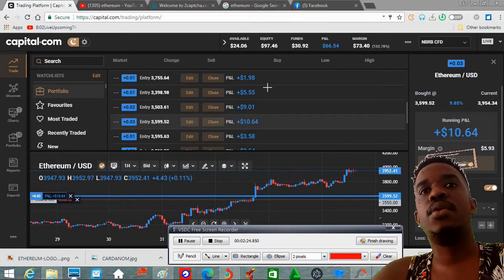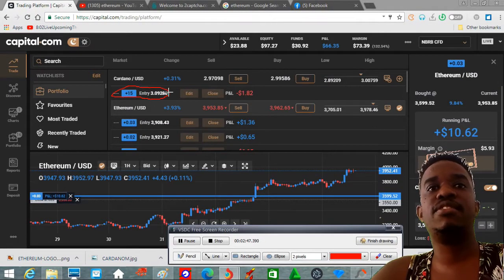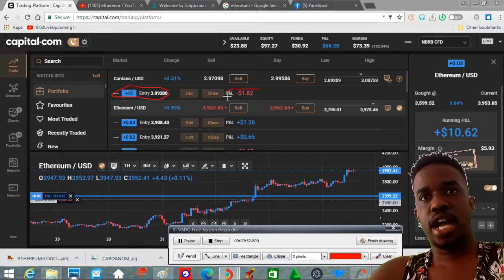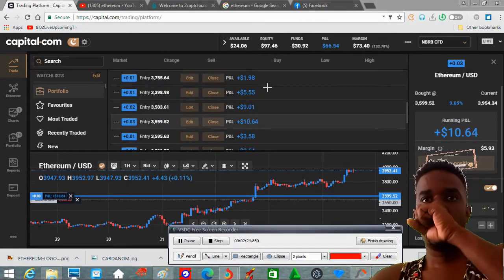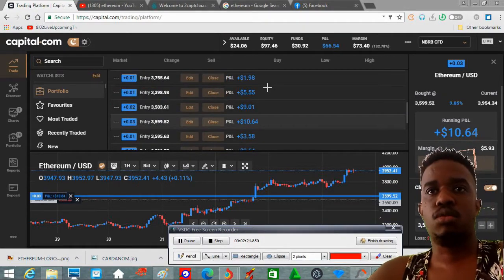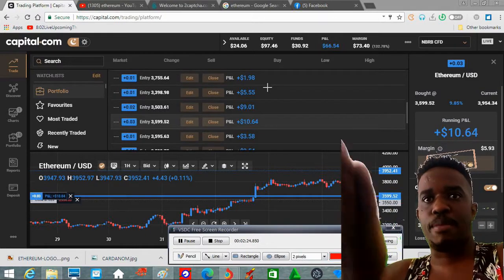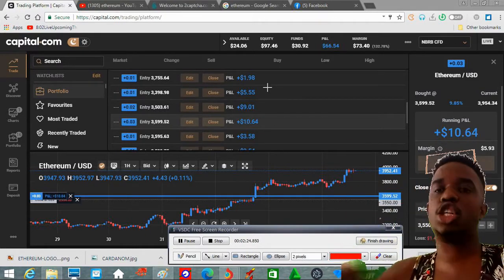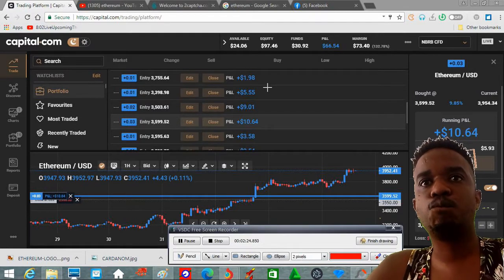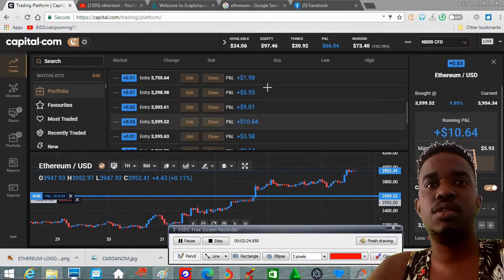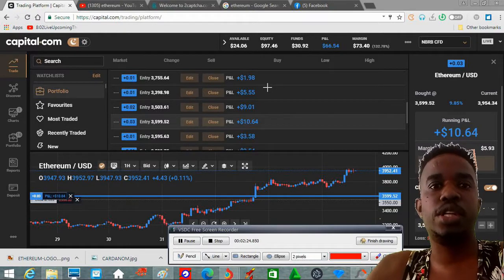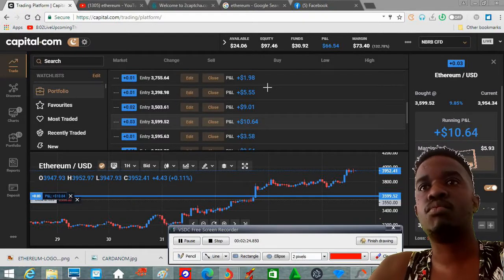So let's go to Cardano right over here. Cardano is at plus 15. It's actually at a loss right now of negative $1.82. In Pula it is 10 Pula, so you basically multiply by 10 to see the value in Pula. So yeah, Ethereum is doing very, very well now. It's actually the number 2 cryptocurrency in the world after Bitcoin.